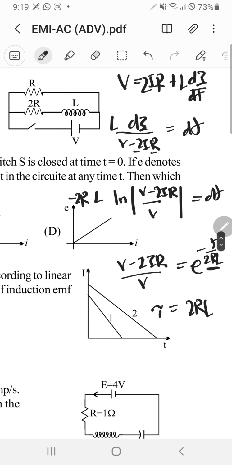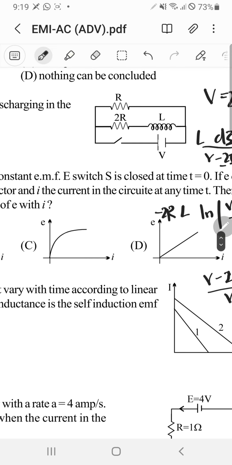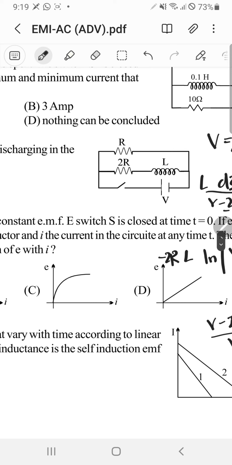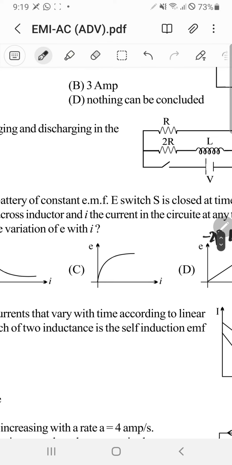Discharging is different. There's this maximum current going through it. What's the maximum current, by the way? It's just V upon 2R, right? So it's V upon 2R current going through it, and then it's decreasing. How is it decreasing?